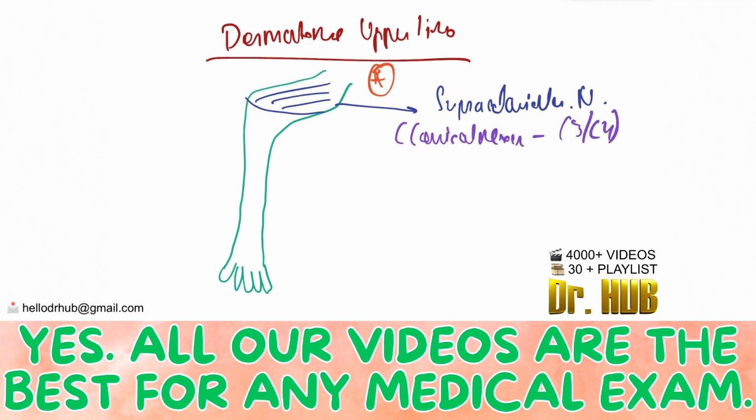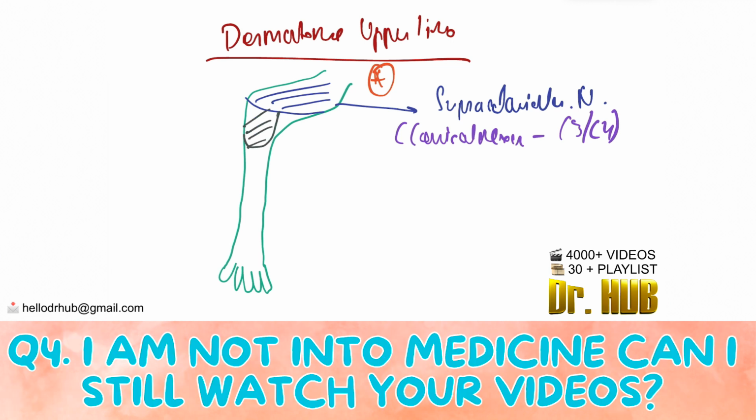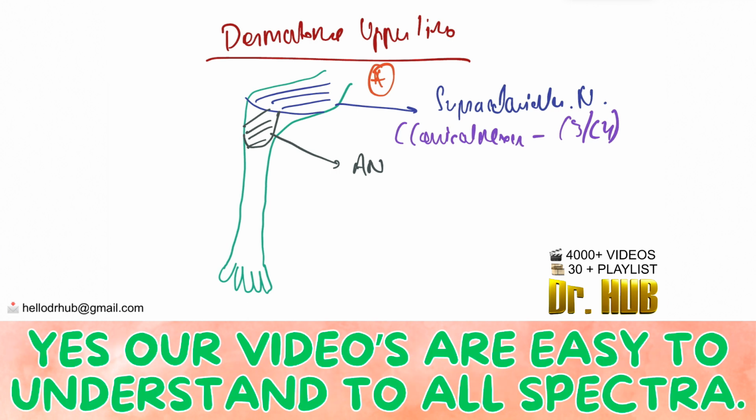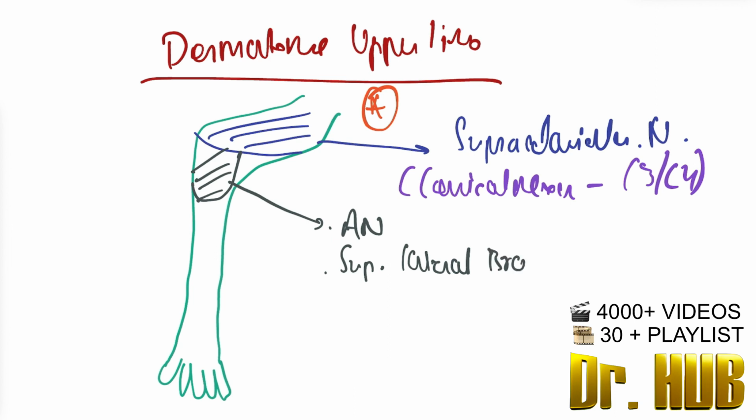Next we have the axillary nerve, the AN. The axillary nerve gives the superior lateral brachial cutaneous nerve, and that is C5 as well as C6.